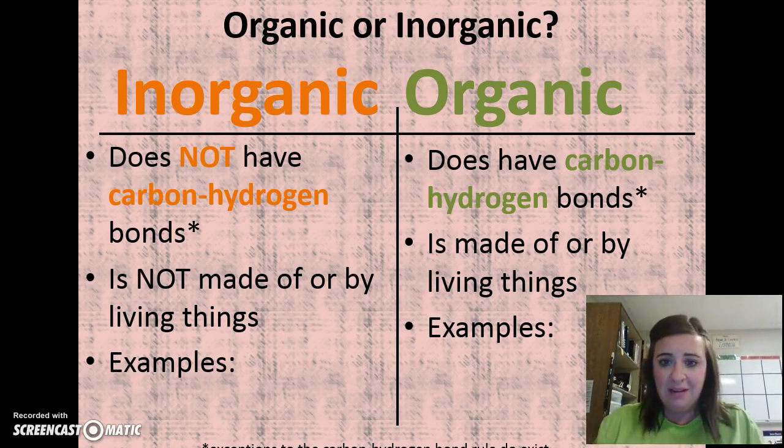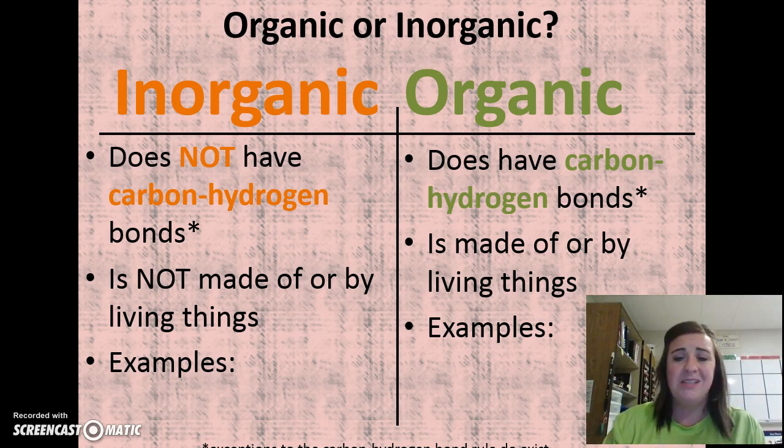So if it's organic, it's got a carbon-hydrogen bond and it's made of or by living things, whereas inorganic compounds do not have that bond and they are not made of or by living things. And we are going to write some examples down there, so leave a little bit of space at the bottom for some of those examples. Now, there are exceptions to a compound being organic and not having a carbon-hydrogen bond. For 8th grade chemistry, we're not concerned with those exceptions, but you do need to know that there are some. So as a general rule, though, a carbon-hydrogen bond is what makes it organic.